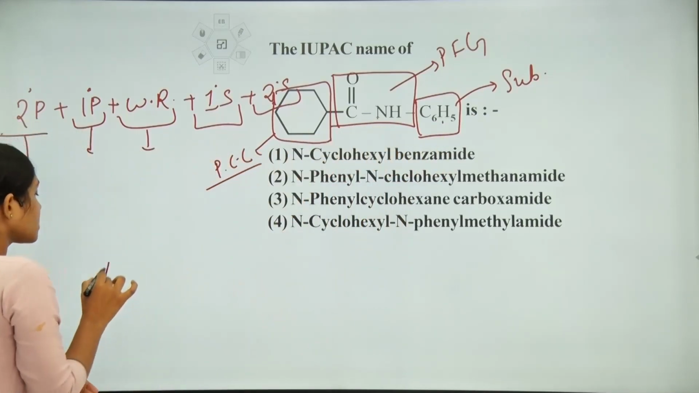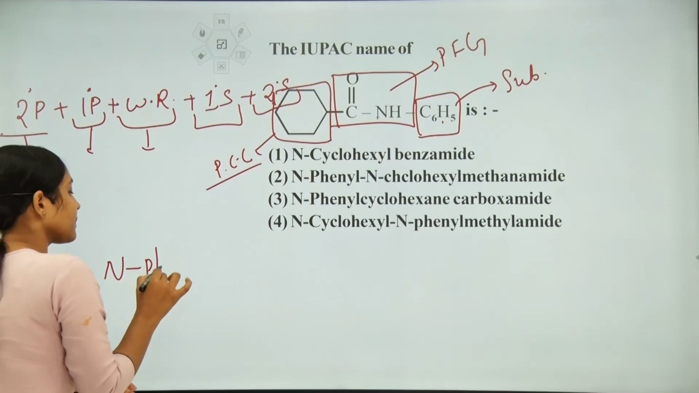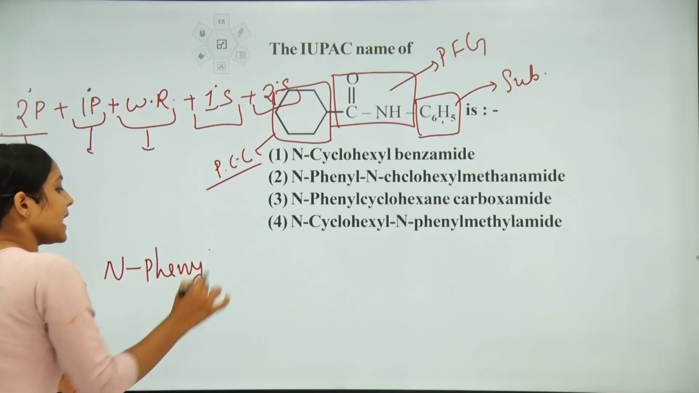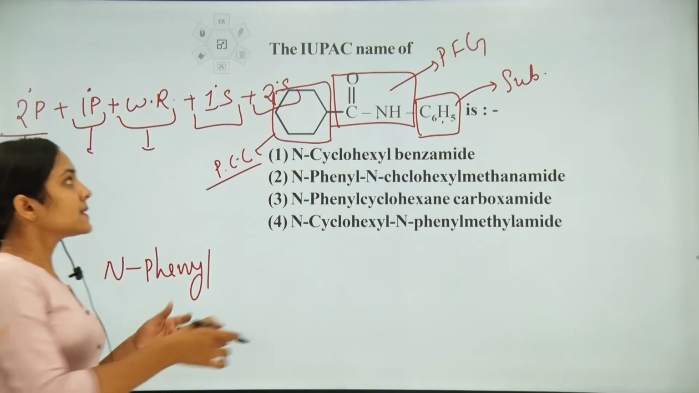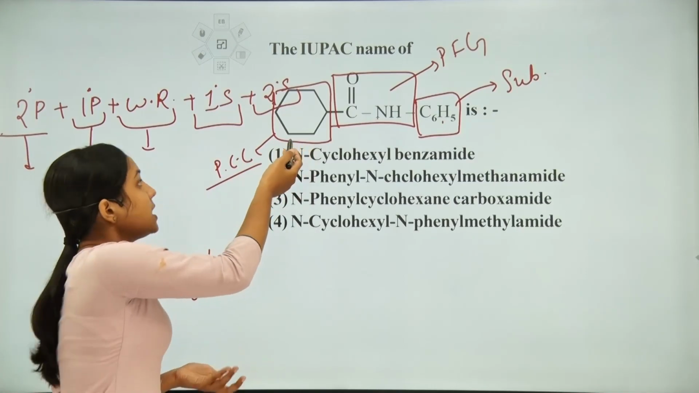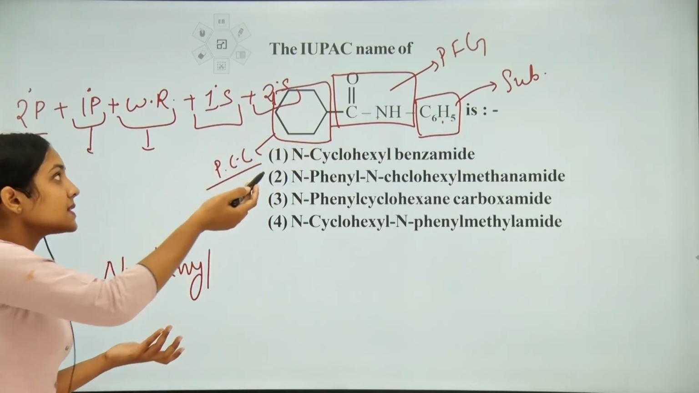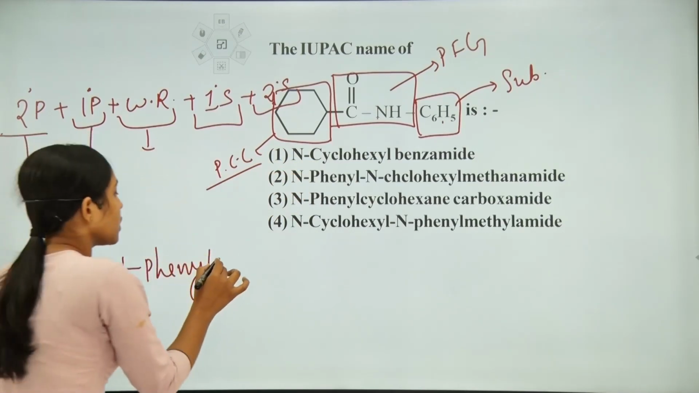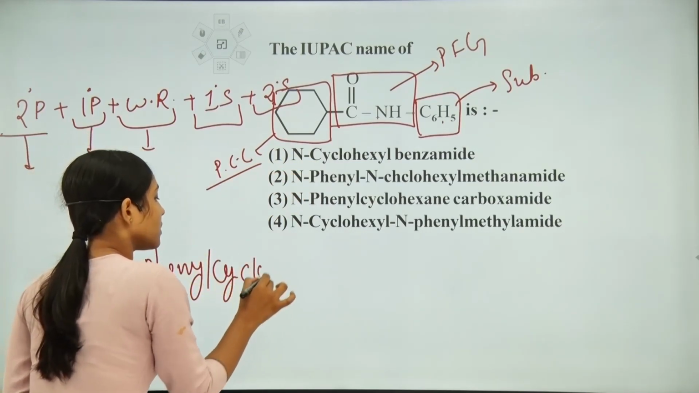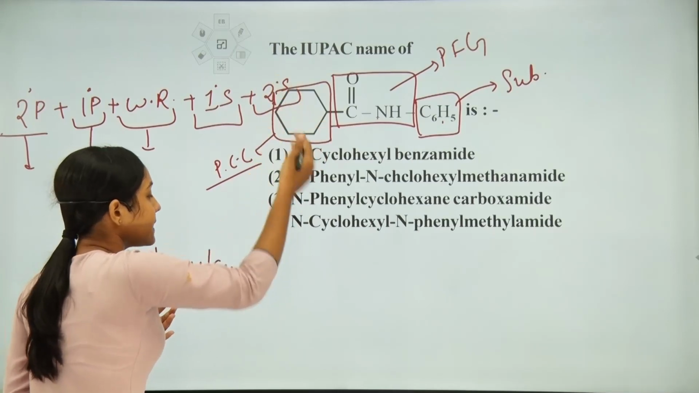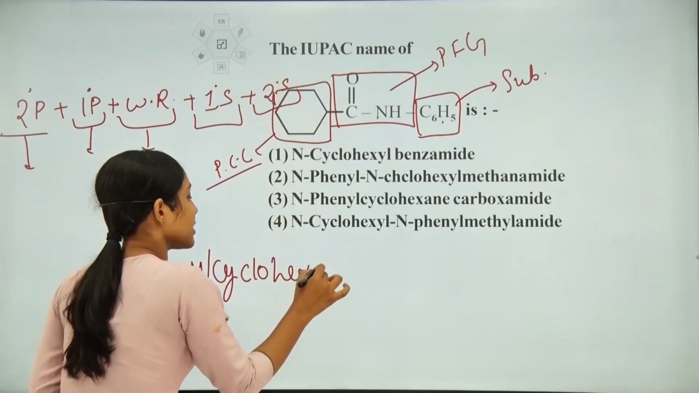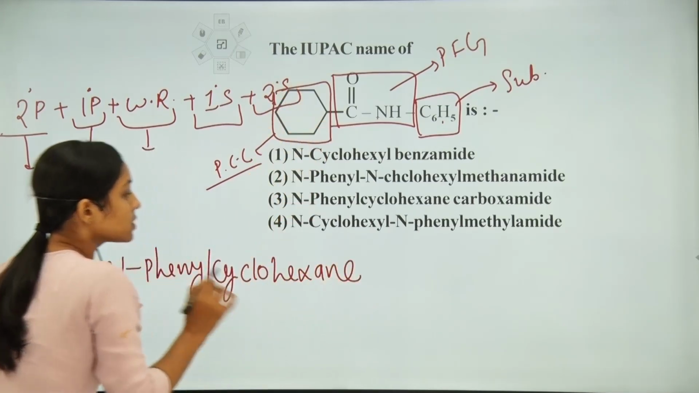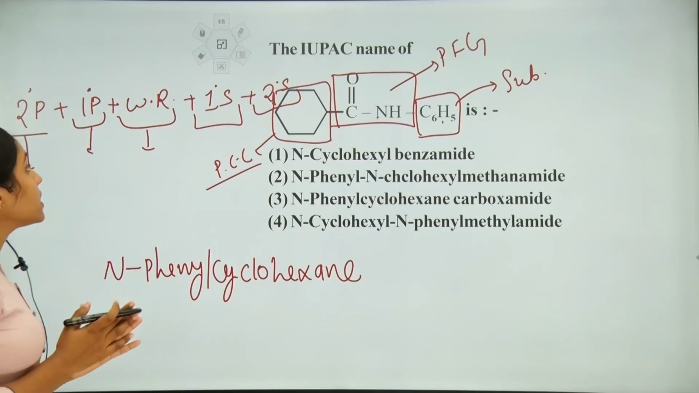So it will be N-phenyl, and this is our principal carbon chain, and here this is a cyclic compound. So the 1 degree prefix cyclo is used for that, and for the 6-membered cyclic ring, cyclohexane, because this is saturated, so ane is used for the saturated compound.